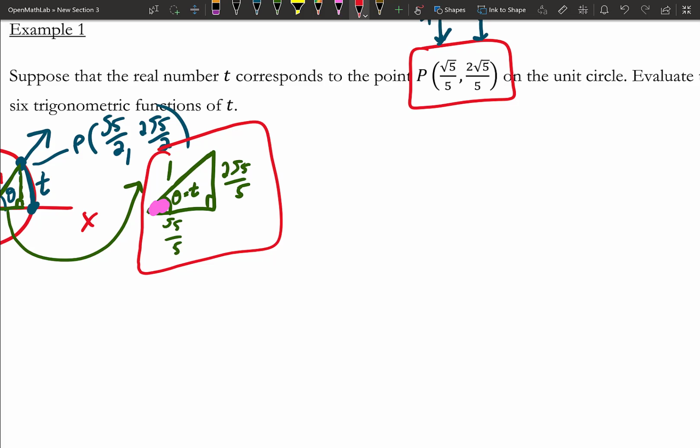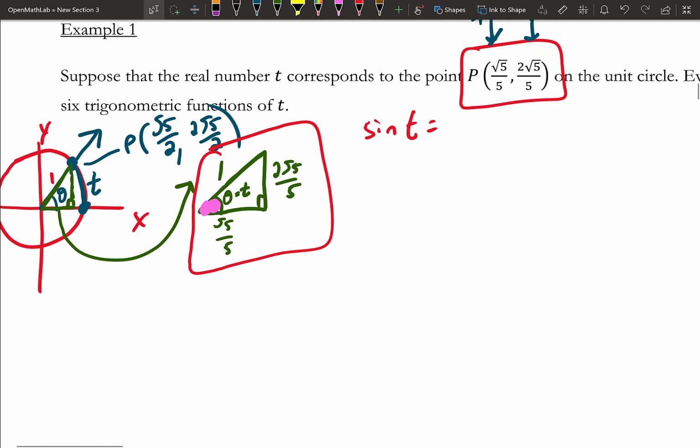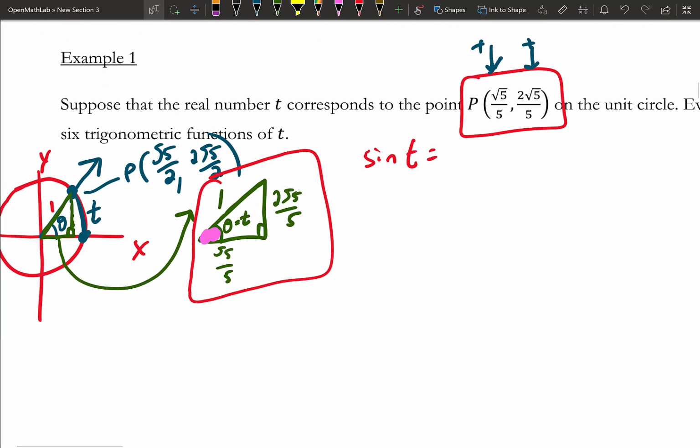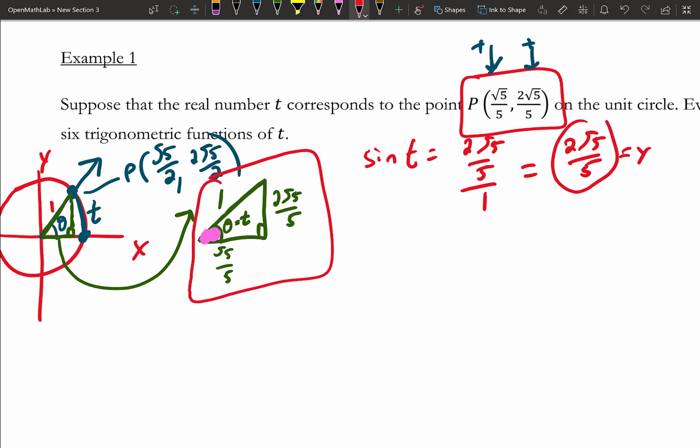So now we just need to find the 6 trigonometric functions. So, sine of t, there's a couple of ways to think about it. We just defined sine of t to be equal to the y coordinate. You could do that, or you could do opposite over hypotenuse. So you would have 2 radical 5 over 5 all over 1, which is just equal to 2 radical 5 over 5, which is, of course, equal to the y coordinate. So there's what sine is equal to. Cosine of t is just equal to the x coordinate, so that would just be radical 5 over 5.